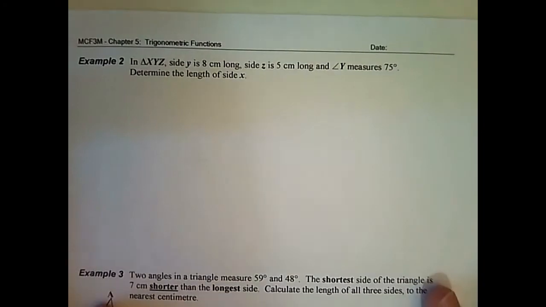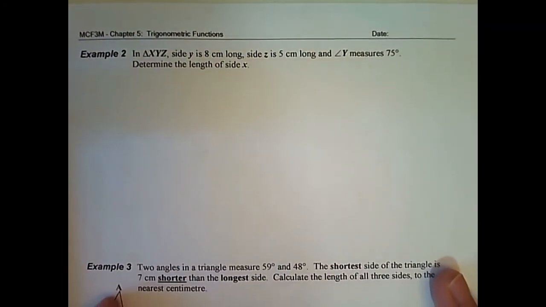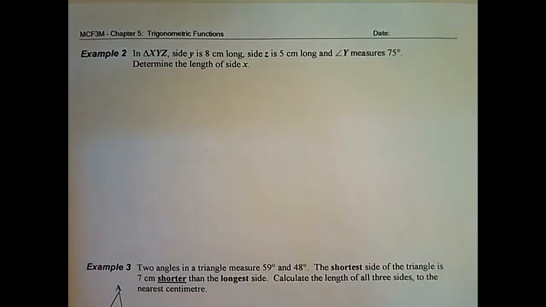All right, example 2. So we're going to start seeing that sometimes I have to use my sine law more than once to get more information. So we're going to see that in this question. It says in triangle XYZ, side Y is 8 centimeters long, side Z is 5 centimeters long, and angle Y measures 75 degrees. Determine the length of side X.